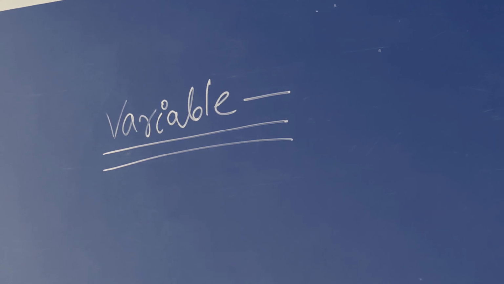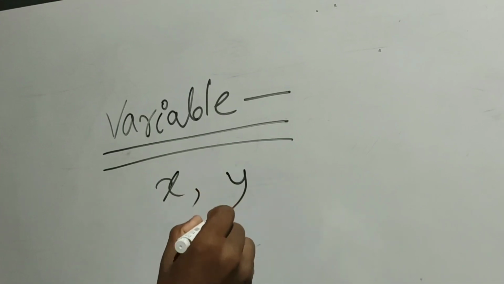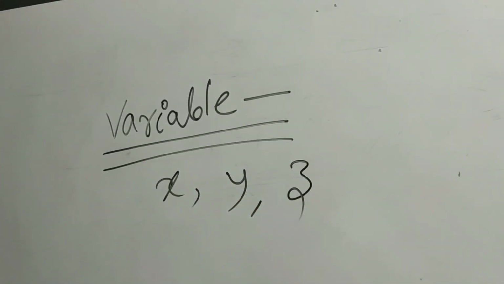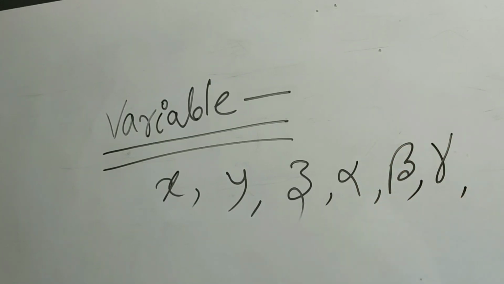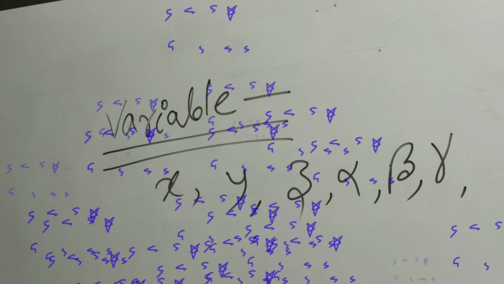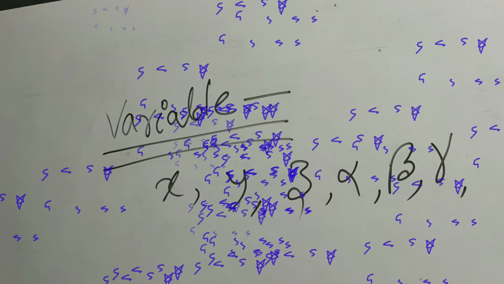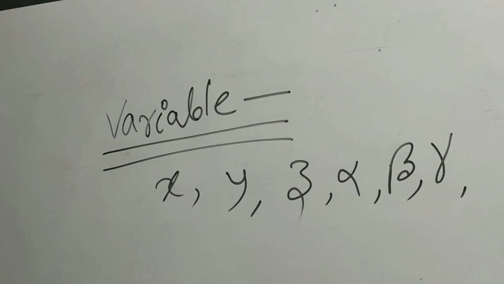To represent variables, generally X, Y, Z. Sometimes we use alpha, beta, gamma, etc. These are the variables. What is the value of X here? We don't know. What is the value of Y or what is the value of alpha? Here we don't know the value. This X or Y or Z can take any real value. These values always change from time to time. So these are called variables.